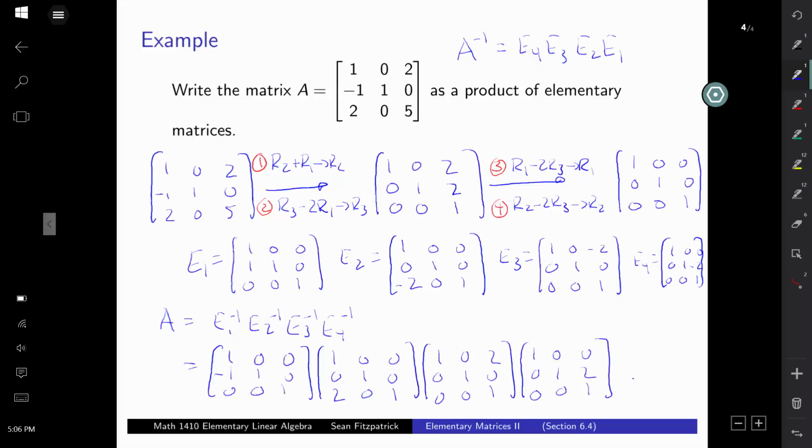And we're done. Okay, so that's it for matrix inverses. In the next set of videos, which I'll hopefully get posted tomorrow, we'll move on to some other operations on matrices, namely the transpose, the trace, and the determinant.